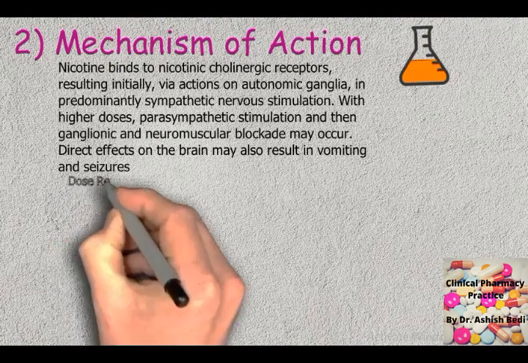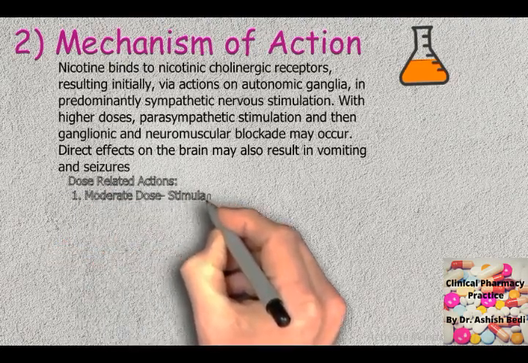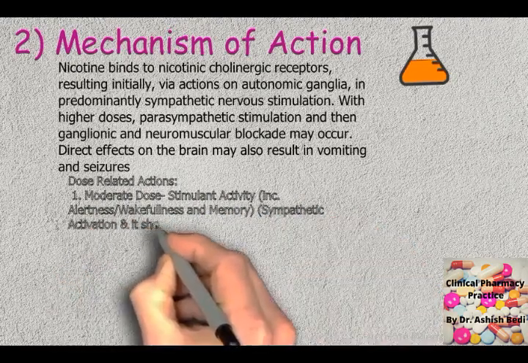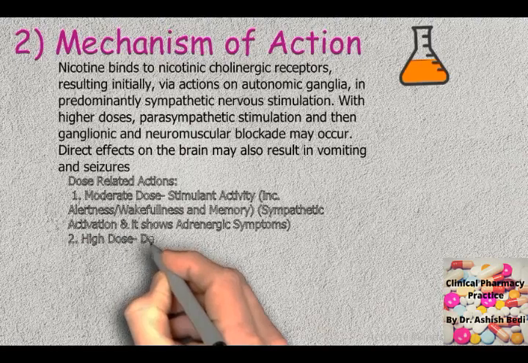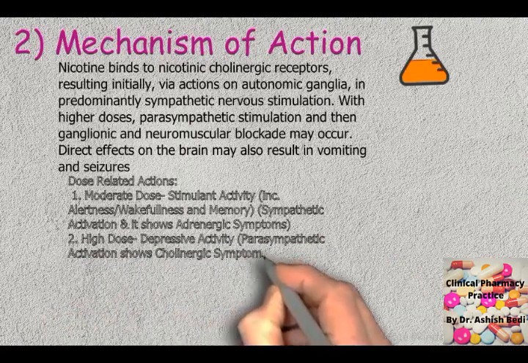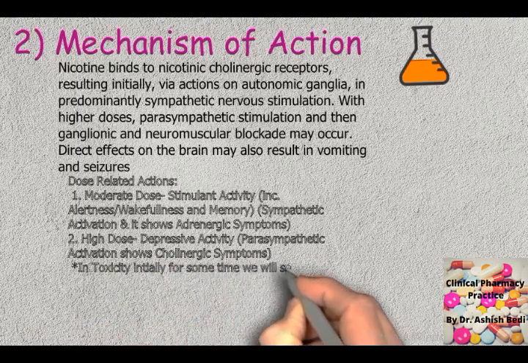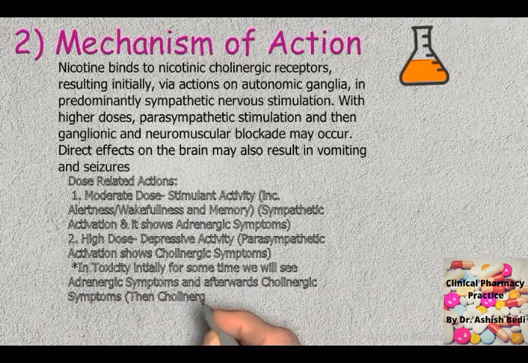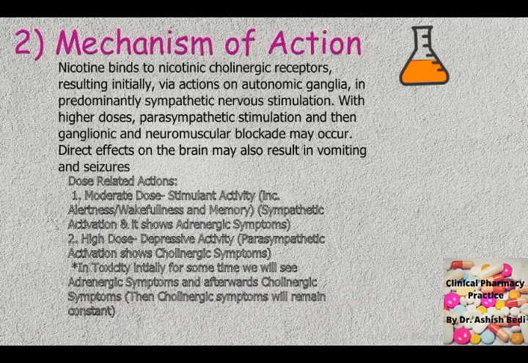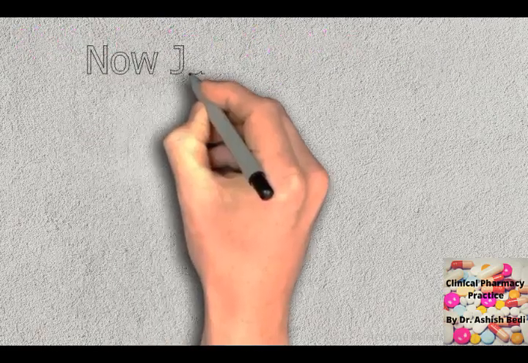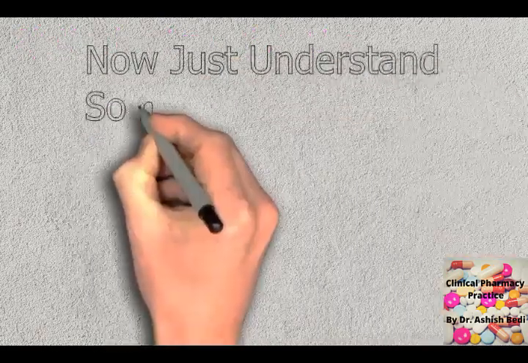It is confusing, because we study the nicotinic receptor in the parasympathetic system, but here it will stimulate the sympathetic nervous system first, then the parasympathetic with high doses, and lastly ganglionic and neuromuscular blockade. This is due to the dual action of nicotine. We will get deeper into this topic in another slide. It has a dose-related action. At a moderate dose it will activate the sympathetic system, giving stimulant activity. At a higher dose it will activate the parasympathetic system. However, after the activation of cholinergic symptoms, it will remain constant.